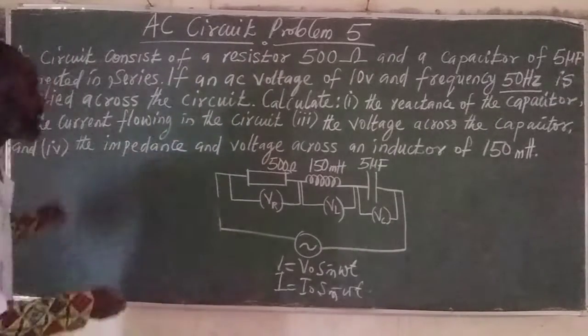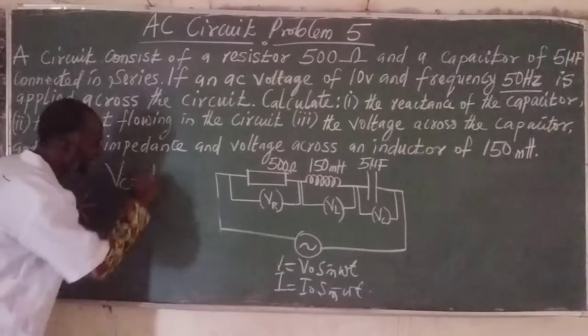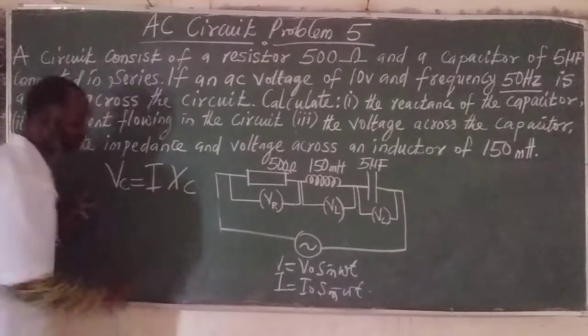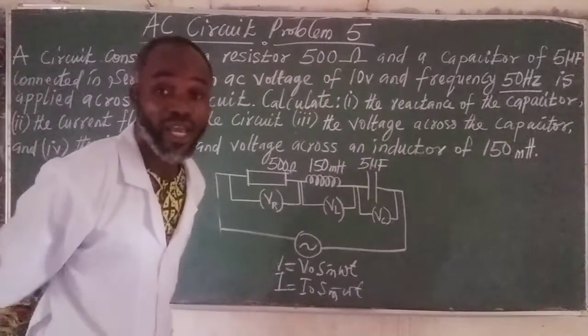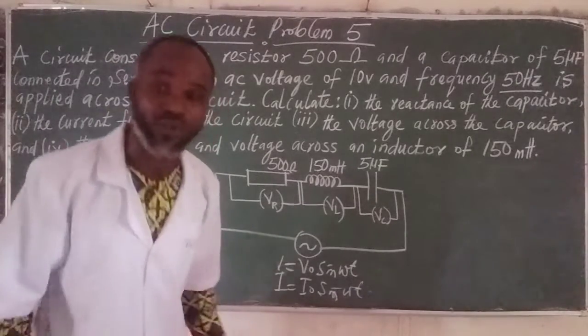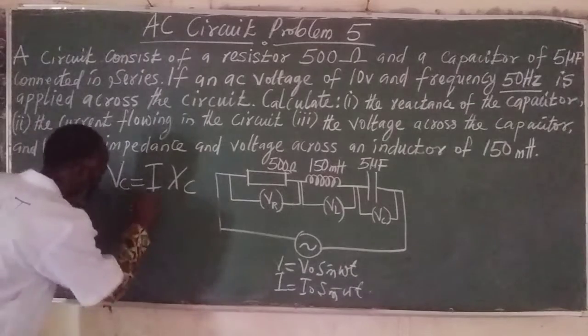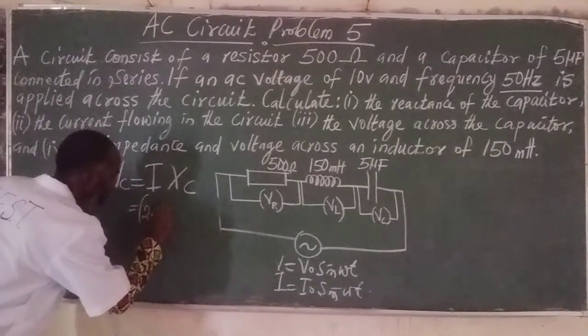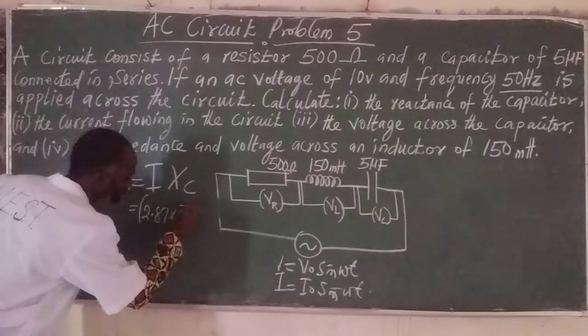So let's go. Voltage across the capacitor is given as I times XC, because we've already found this. We've already found XC. We already know the value of the current flowing in the circuit, which is 2.87 times 10 raised to the power minus 5.